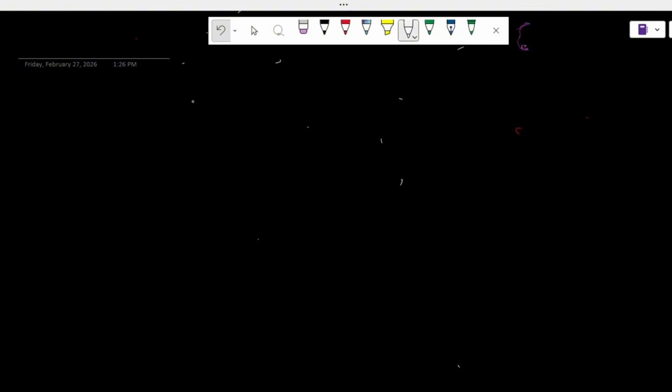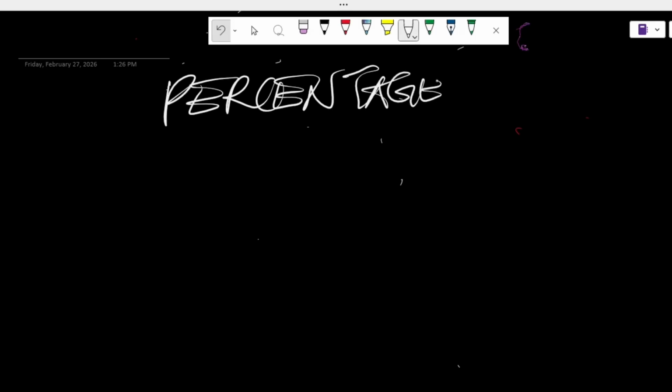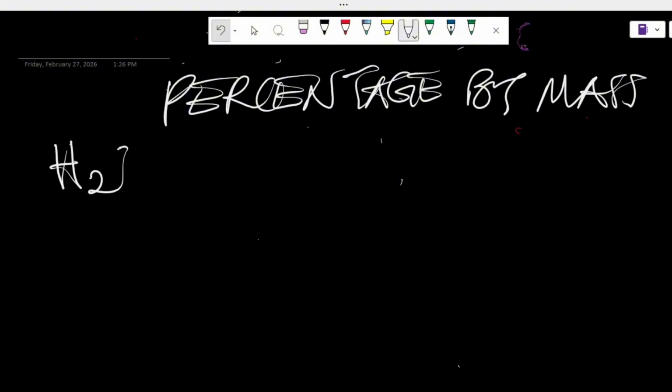Now, one last thing which I would like us to talk about is percentage by mass. Now, this is pointing to the percentage by mass of an element within its compound. So let's say, for example, we have water. Now, when we have water, what is the percentage by mass of hydrogen in water?